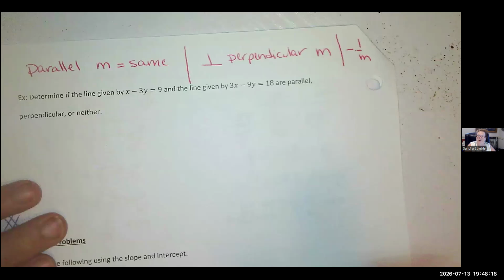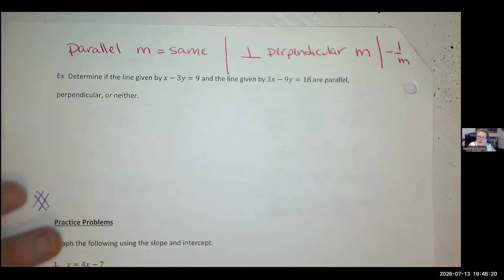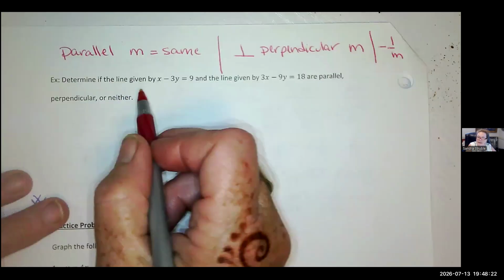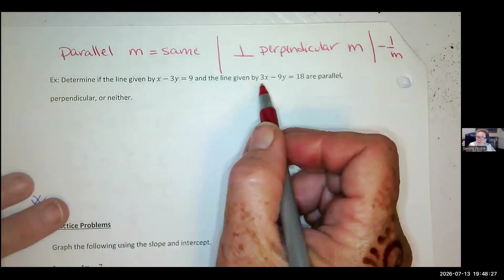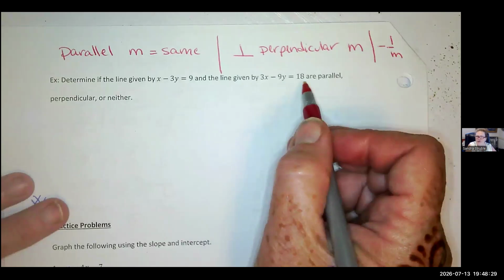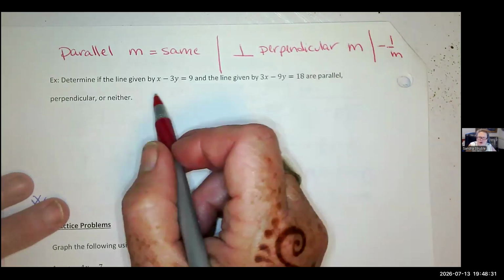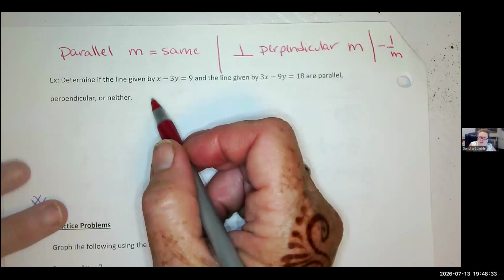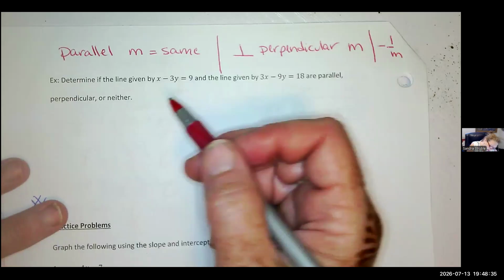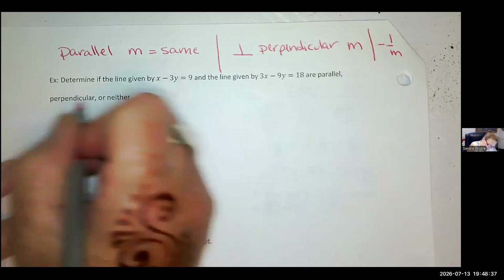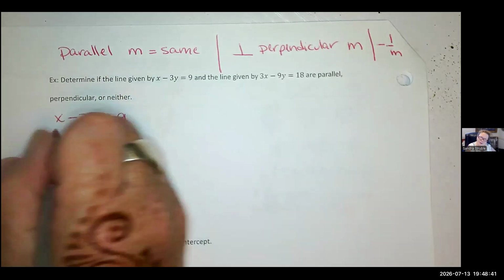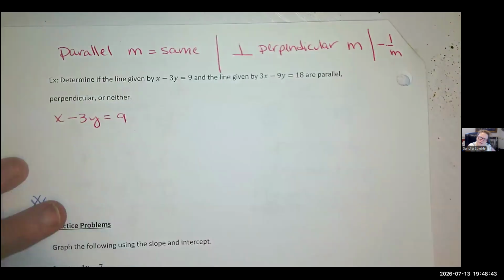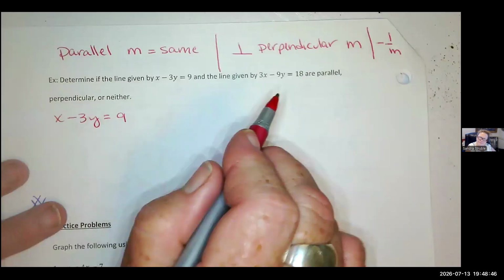You flip them. So determine if the line given of x minus 3y equals 9 and the line given 3x minus 9y is equal to 18 are parallel, perpendicular, or neither. So let's just solve for y for all of them to find out what the slopes are, because that's how we can tell. Starting off with x minus 3y equal 9, solving for y. I'm going to let you do this. Pause the video and attempt this one yourself. You can do the same thing for this one. Start off by doing that.